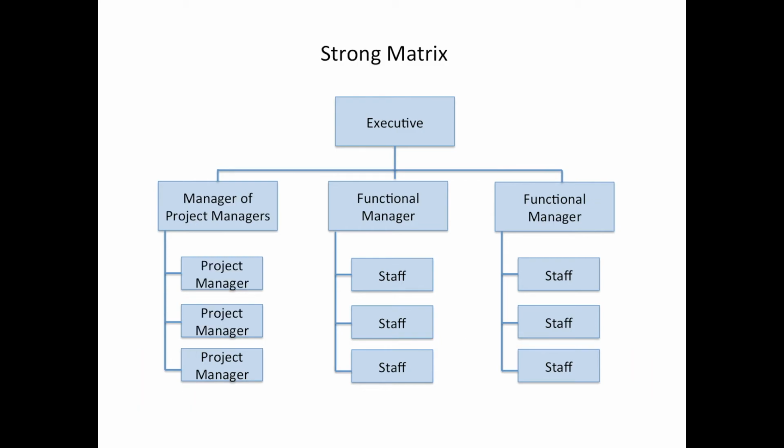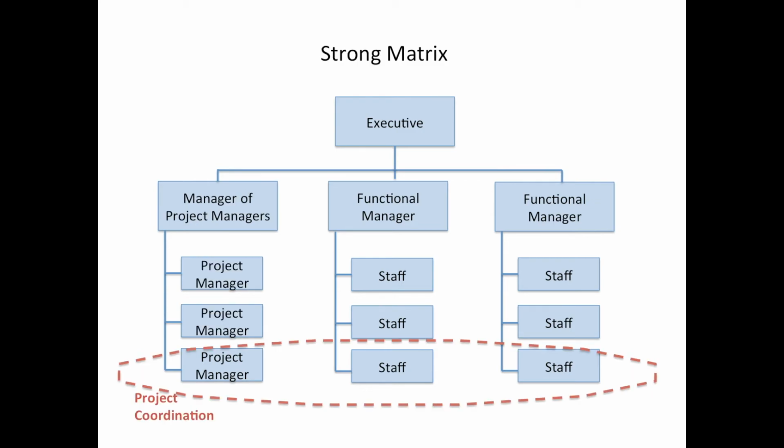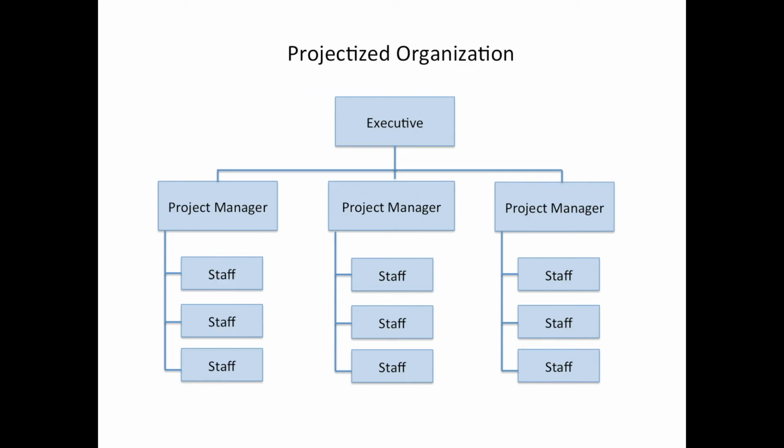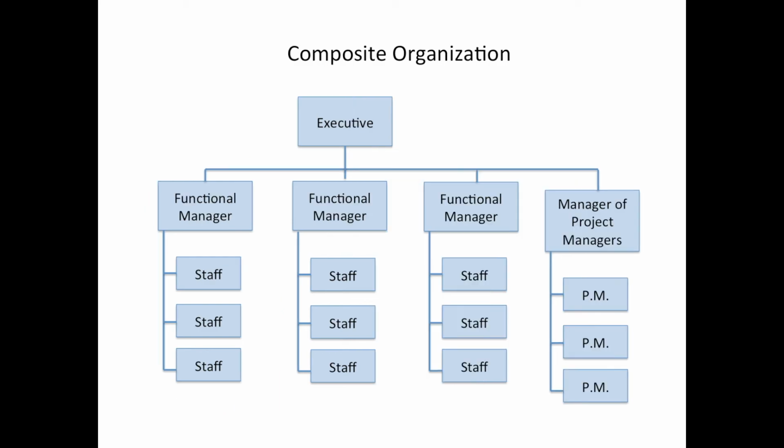When we move to a strong matrix, again, we can see the project coordination here. But notice the project manager, he's now reporting into a manager of project managers. When we move all the way to the projectized organization, we can see project coordination occurs under the project manager. The staff or the workers, they report directly into the project manager.